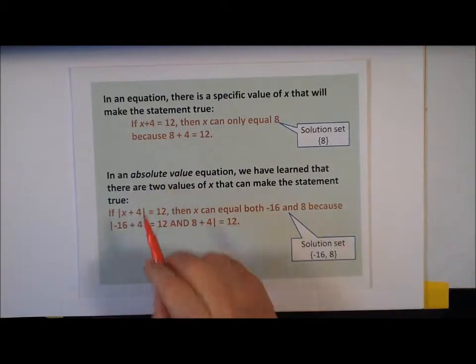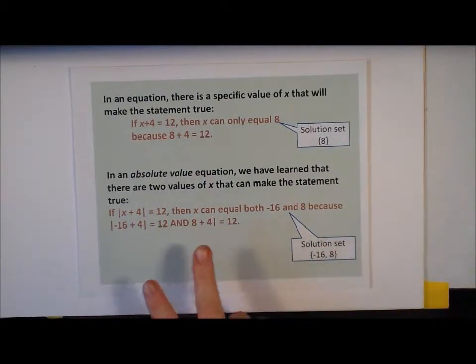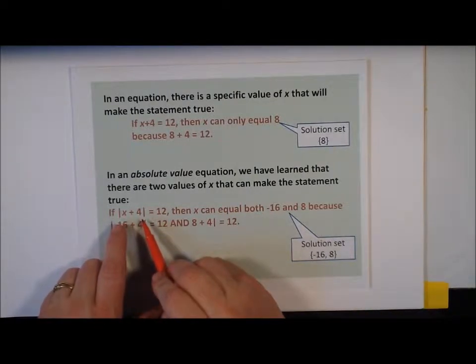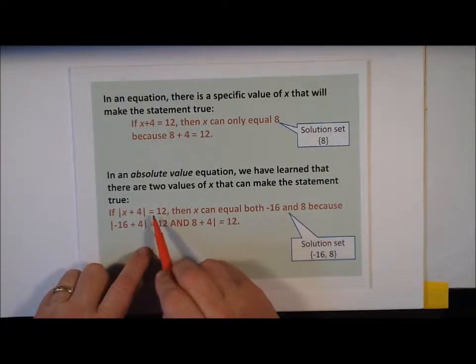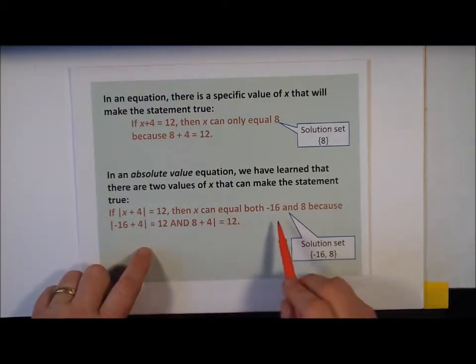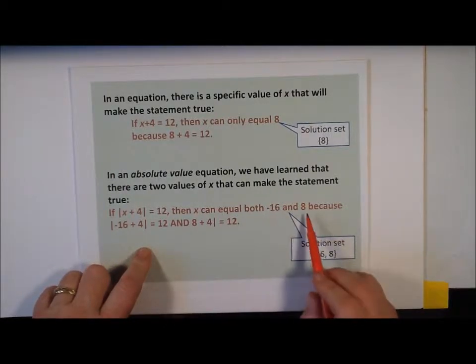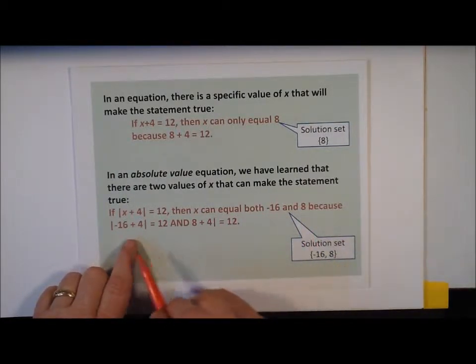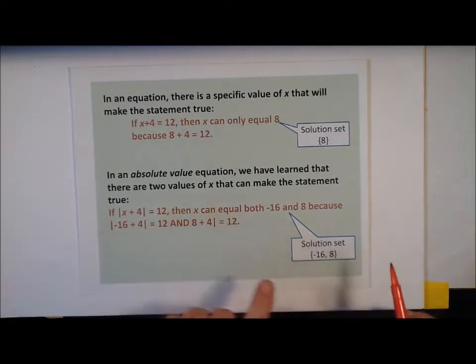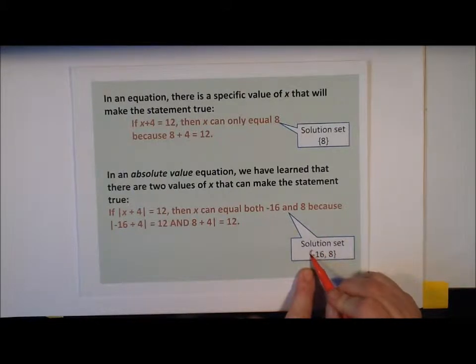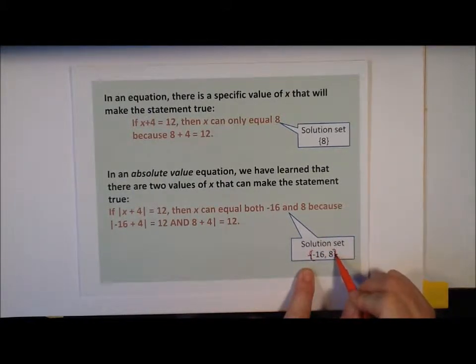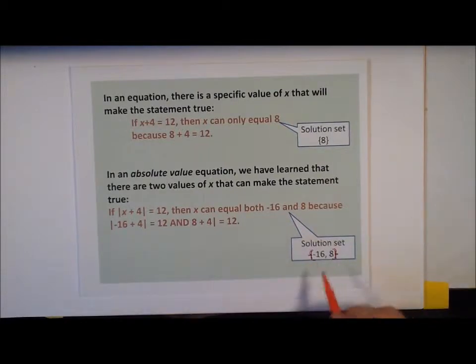In an absolute value equation, we've learned that there are two values of x that will make the statement true. And here, if I have the absolute value of x plus 4 equals 12, by working this out algebraically, we'll discover that x can equal either negative 16 or 8. And by plugging them in we prove it. I'm going to write that solution set like this. And again, because it's an equation, there's a specific pair of numbers that will make that work. And I use the curly brackets to show that.